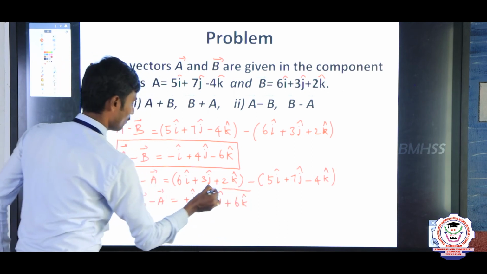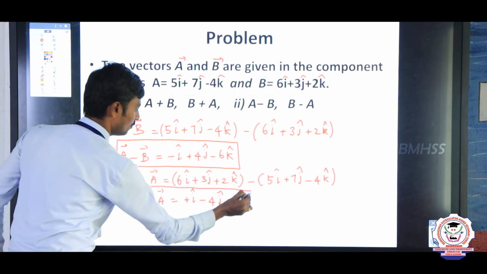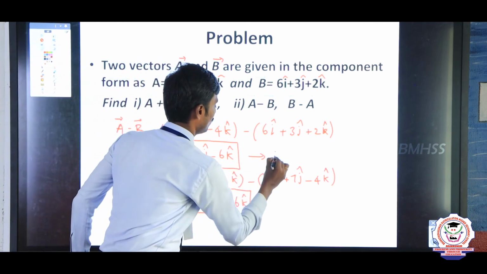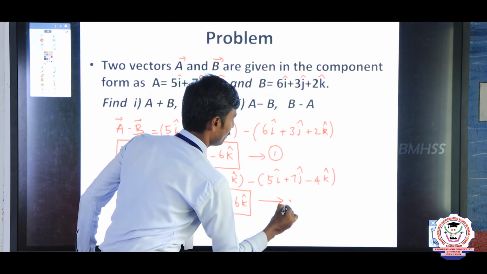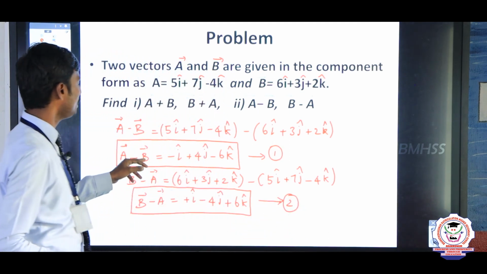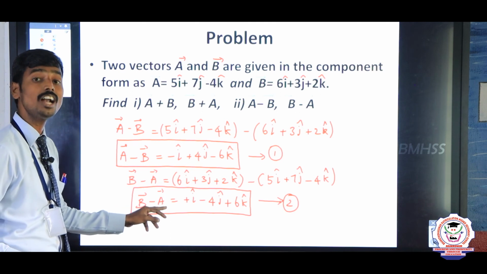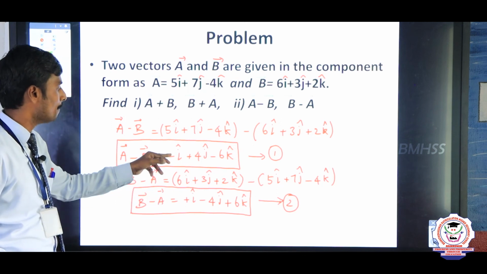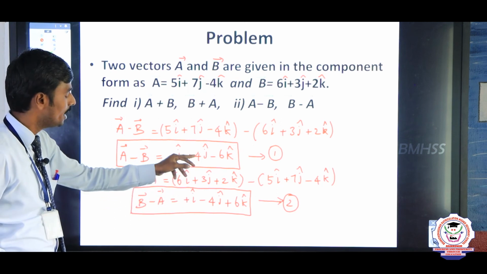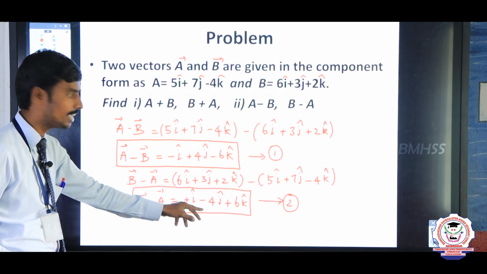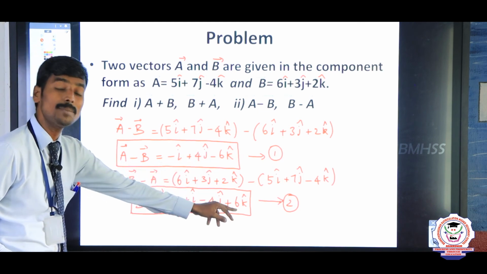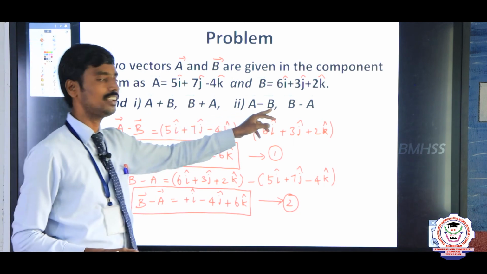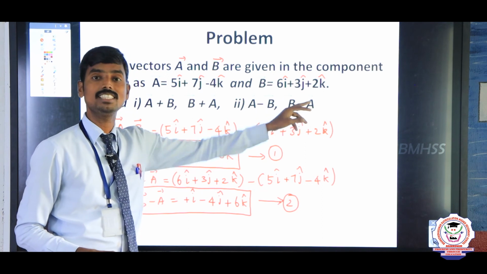Okay, see, listen carefully. Check the A minus B value, this is equation number 1, this is equation number 2. Is A minus B equal to B minus A? No, not equal to B minus A, because the value is in the opposite direction: here minus i cap, here plus i cap, here plus 4j cap, here minus 4j cap, here minus 6k cap, here plus 6k cap. So A vector minus B vector is not equal to B vector minus A vector.